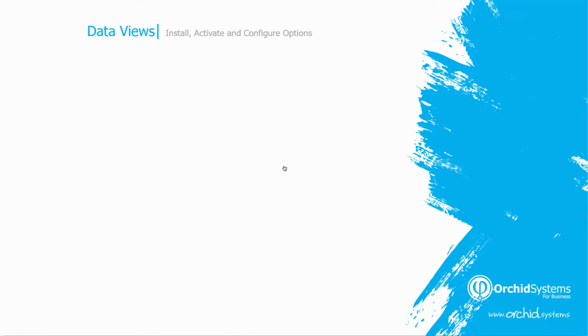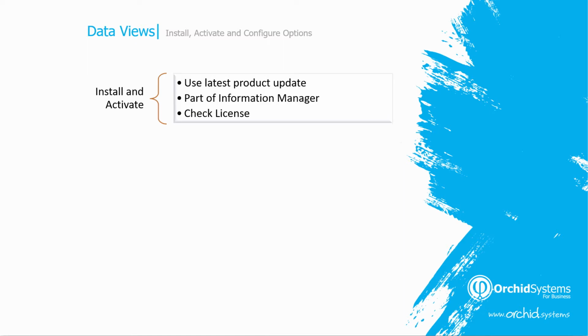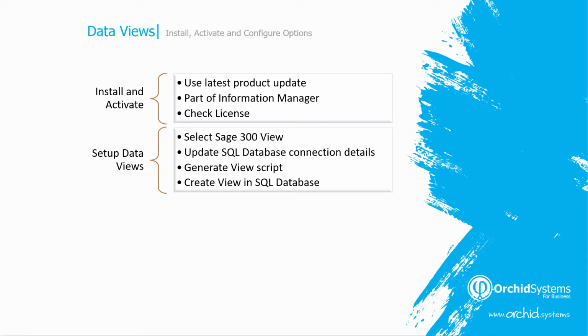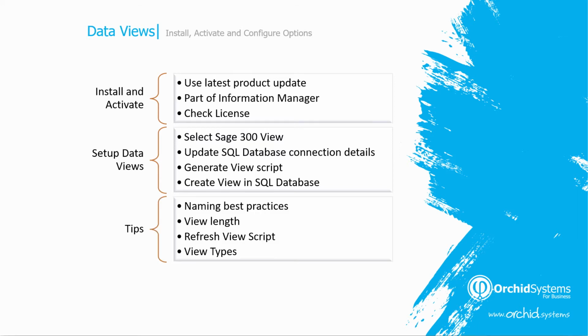In this training, we've seen how to configure data views, install and activate Information Manager with the data view license, select which Sage 300 view, for example, AP invoices, AR customer, OE invoice, IC location, update my SQL database connection details so that data views can actually create the SQL view in the database, generate the view script automatically for optional fields, and then create the view in the database.